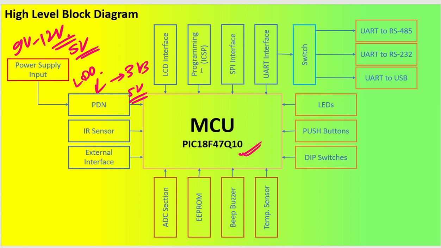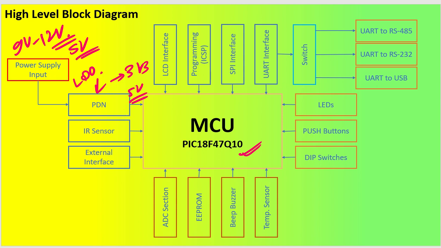We have programming, how we can program this particular microcontroller. SPI interface, UART interface. UART interface can be taken for some general usage as well. Let's say UART to RS232 or UART to RS485, and UART to USB connections. Okay. So basically it is very useful. UART to USB bridges are basically used for interfacing the microcontroller to the system, like a personal computer or laptops.